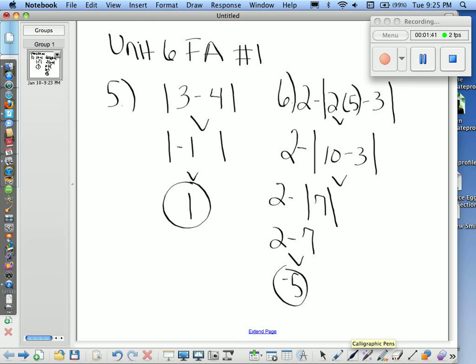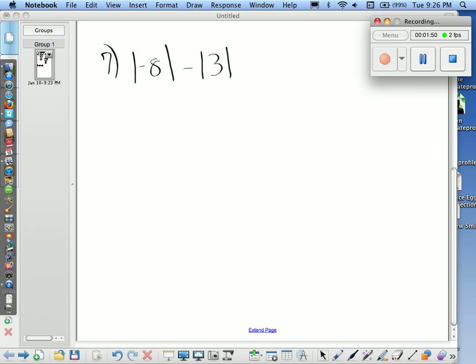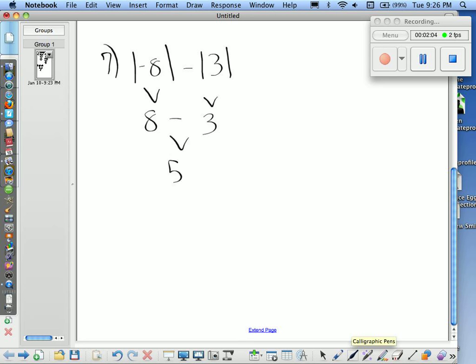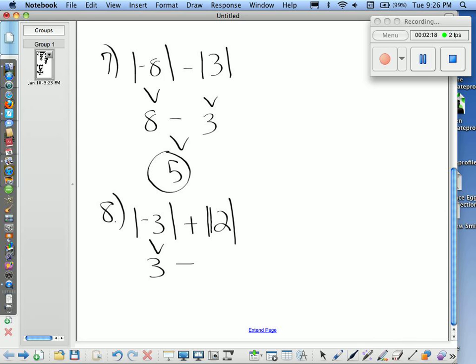So if we need to, we can pause the video so that we can review these. And if not, we can keep going. Number 7 was the absolute value of negative 8 minus the absolute value of 3. So they're separate. The absolute value of negative 8 is 8, and the absolute value of 3 is 3. And then 8 minus 3 is 5. Again, we've got 2 separate ones here, so first we have to take the absolute value of each, and then we will add them together.